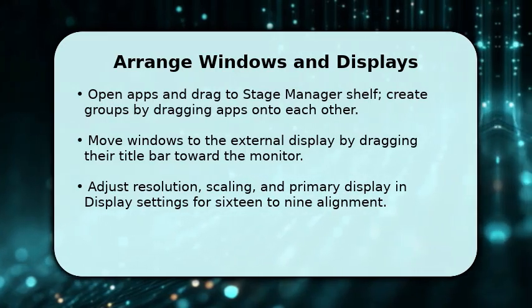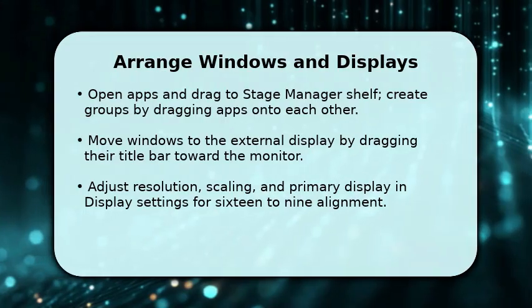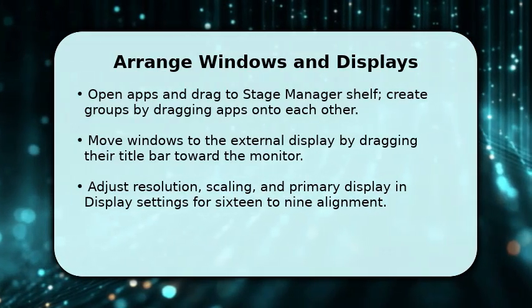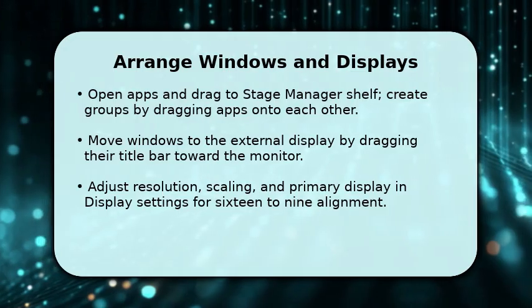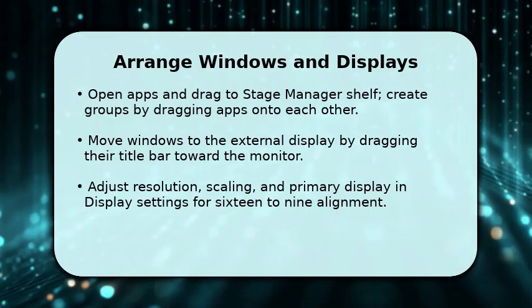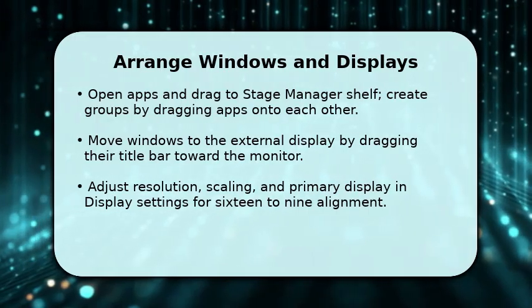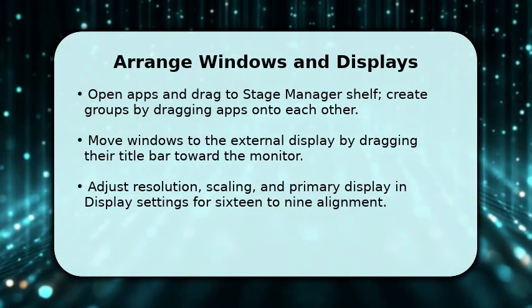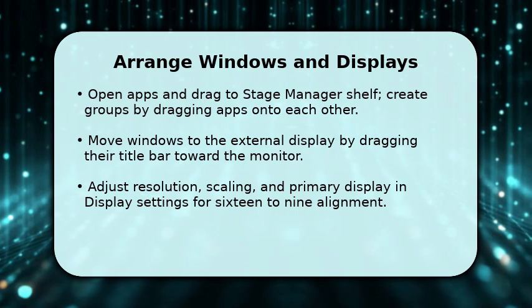Then, drag each app window by its handle toward the external monitor until it appears there. This moves that window to the larger screen. Make sure to set the external display as primary if you prefer menus and dialogues to appear there, and adjust resolution and scaling in display settings so content fits cleanly and readable across 16:9 displays.